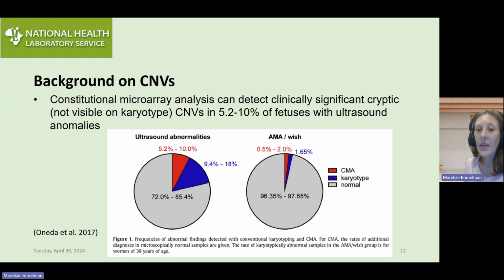This diagram is an example from a paper from 2017 that shows that microarray analysis can detect copy number variants that were not previously seen with karyotyping in ultrasound abnormalities and advanced maternal age cases. And this can find an additional 5 to 10% of fetuses with copy number variants in fetuses with ultrasound anomalies.